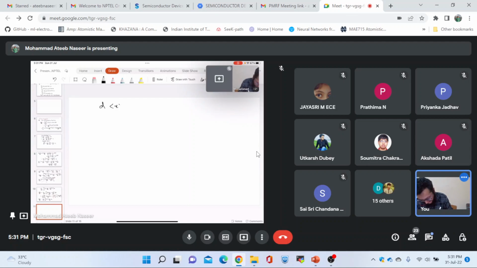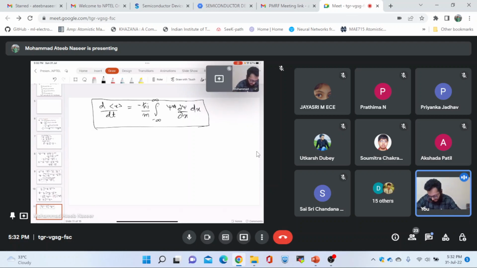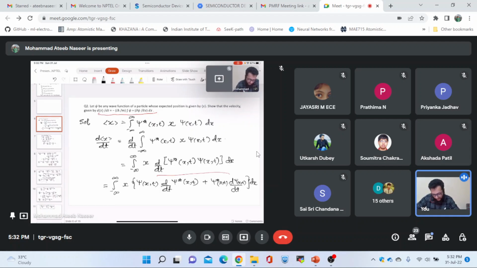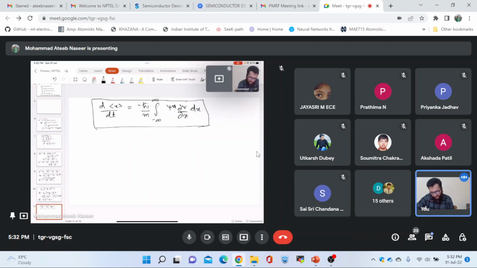What we will be getting is simply dx by dt equal to minus h bar iota by m, minus infinity to infinity psi star d psi by dx. So this is what we are left with, and let us check whether we wanted this. Yes, this is the result we wanted, and we have obtained this velocity just by going through the steps, using that this velocity will be the time derivative of the position. It is simply given by this expression which we have derived just now. This will be the velocity if we have some position.